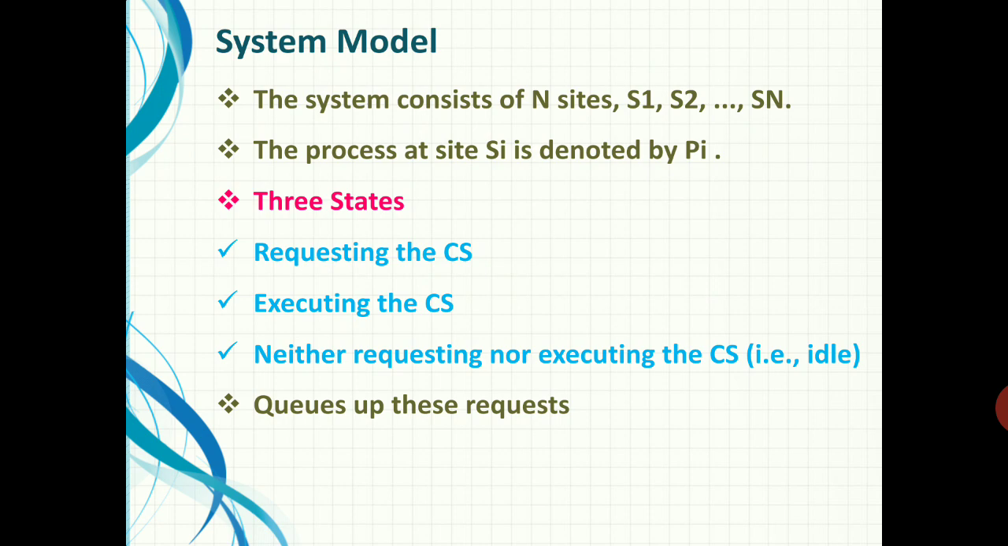At any instant, a site may have several pending requests for the critical section. A site queues up these requests and serves them one at a time.